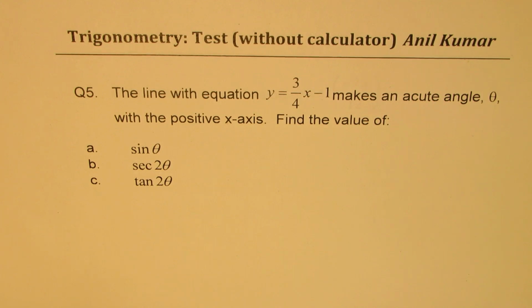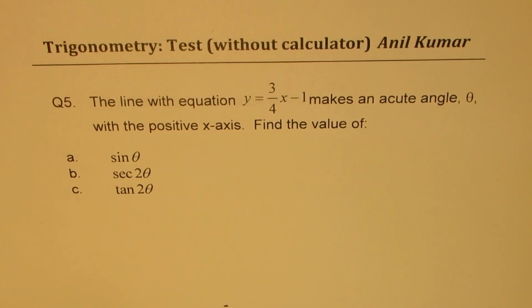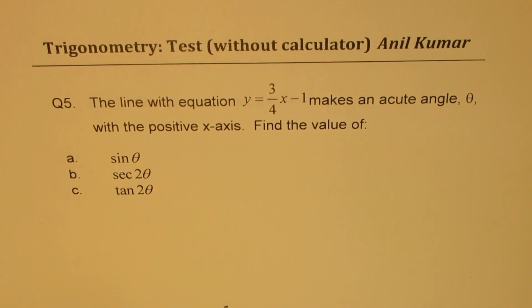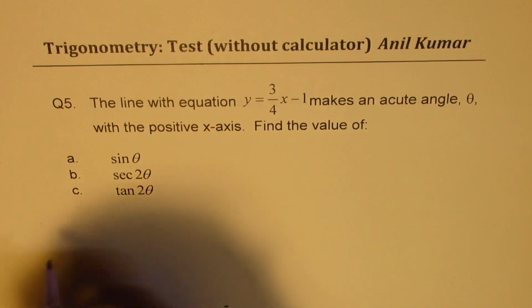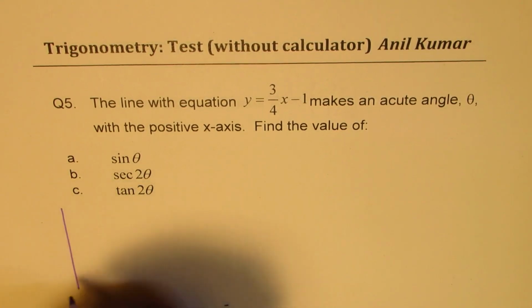I'd like you to pause the video, answer this question, and then look into my suggestions. Question number 5. The line with equation y equals to 3 over 4x minus 1 makes an acute angle theta with the positive x-axis. Find the value of sine theta, secant 2 theta, and tan 2 theta. Let's try to understand the situation here.